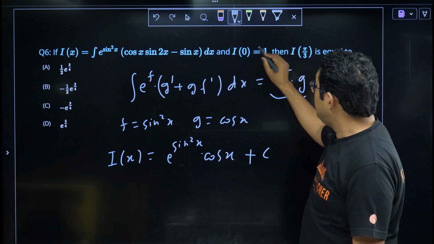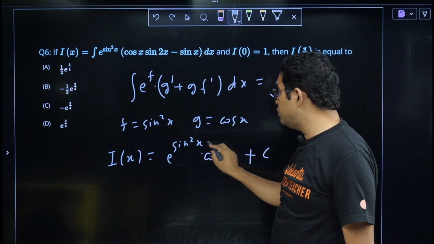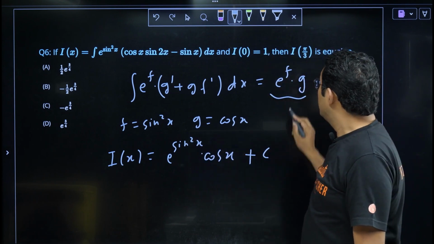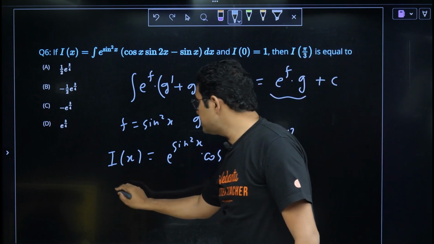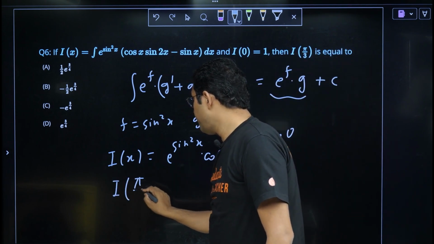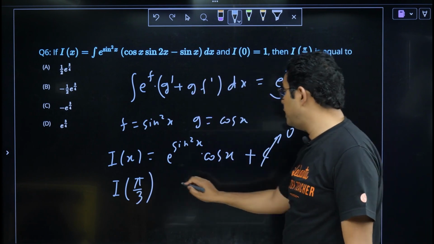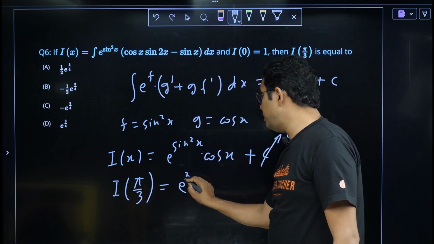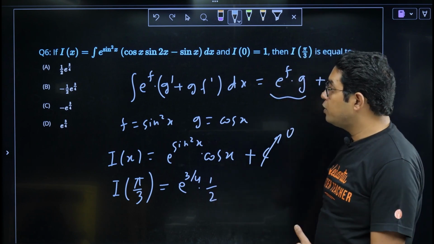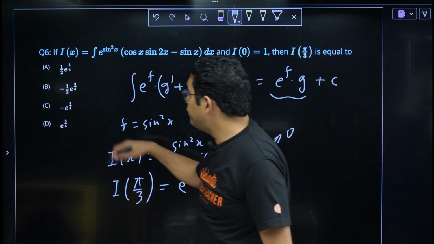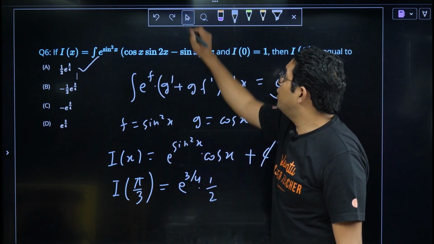Now we are given I(0) is equal to 1. So if I put x is equal to 0, that will be 1 into 1. So C has to be equal to 0 because I(0) is 1. And then we are asked to find I of pi by 3. If I put x is equal to pi by 3, it will be e raised to the power 3 by 4 here into cos pi by 3, which is 1 by 2. So 1 by 2 e raised to the power 3 by 4. So A will be the answer of this question.